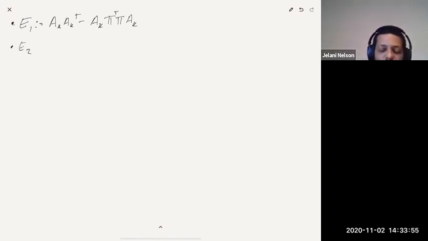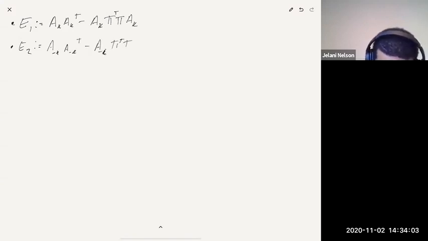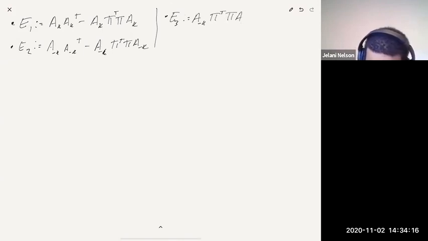I'm going to define E1 to be the first difference, which is now AK transpose AK minus AK pi transpose pi AK. I'm going to define E2 to be the version with the minus Ks, A minus K transpose A minus K minus A minus K pi transpose pi A minus K. And then, you probably guessed it, I have to deal with the cross terms as well. Okay, so this is A minus K pi transpose pi AK.